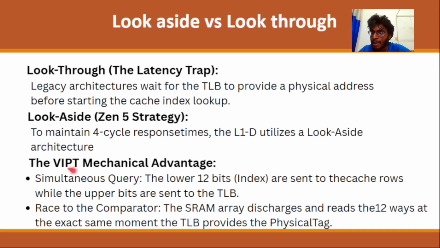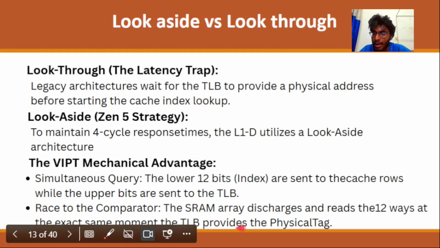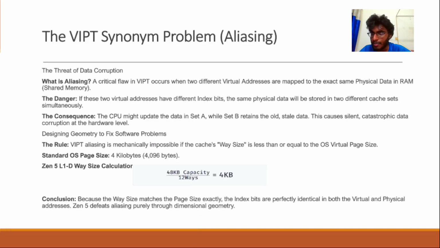So the VIPT has a mechanical advantage. Since we will be using the lower 12 bits of the index into the cache rows, while the upper bits are sent to the TLB, they are being done simultaneously and in parallel. And also the race to the compare. The SRAM array discharges and reads the 12 ways at the same exact time. That TLB provides a physical tag.